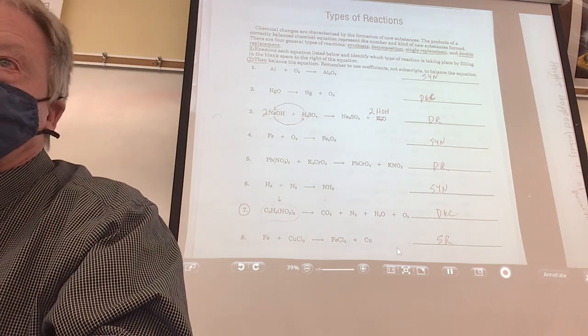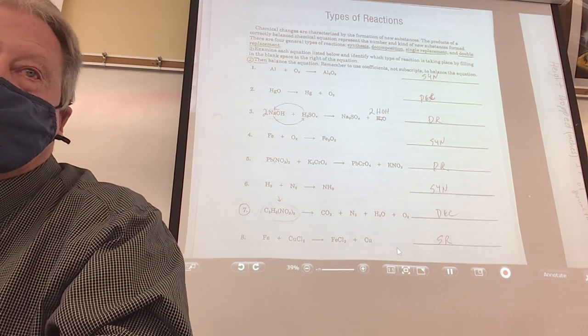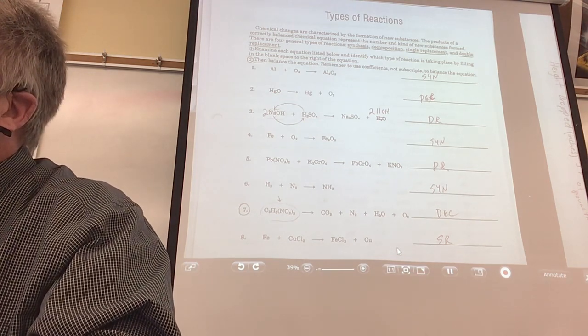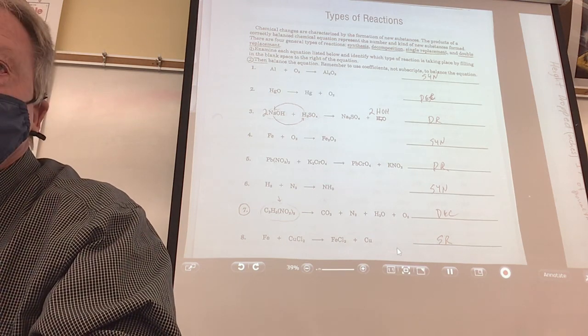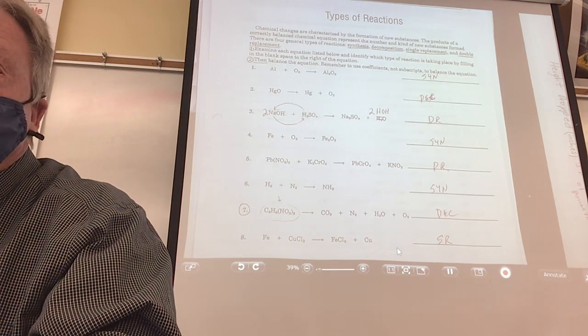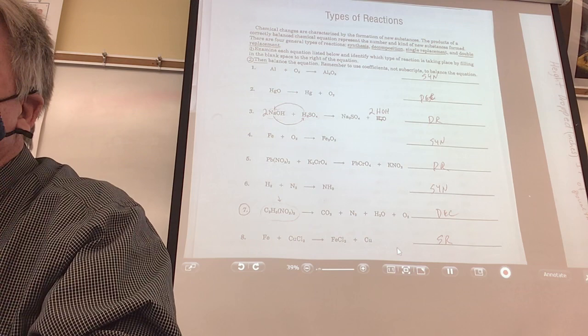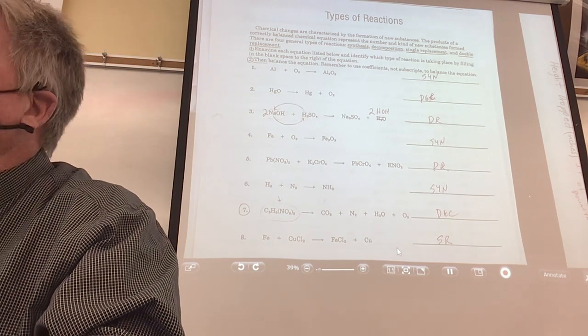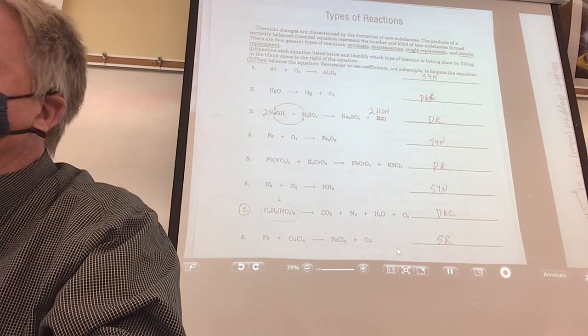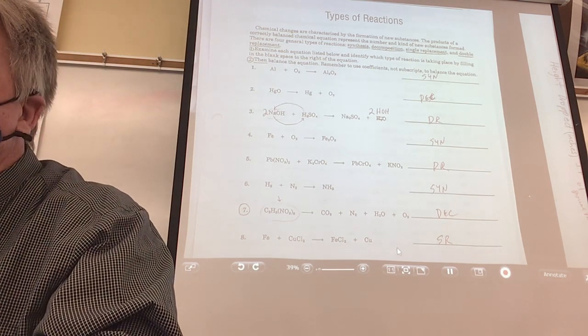Hopefully, while you're doing these, you're seeing these little tricks. Do you remember the little tricks we had? Like on number 1, did you see the odd, even mismatch? Everybody see that? On number 3, the trick was there was water on one side and hydroxide on the other, so I wrote water as HOH. That's trick number 2.